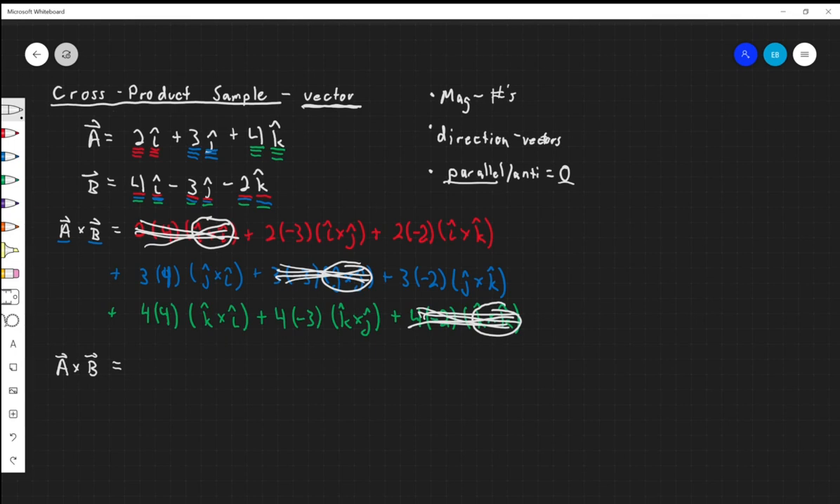Okay? So now let's multiply some of these numbers together. So we have 2 times negative 3. That's going to be negative 6, and I have an I cross J. So I'm going to write down that cross product that I still need to do. Plus 2 times negative 2, that gives me a negative 4. And we've got I hat cross K hat. Plus 3 times 4, that's going to be 12 times J hat cross I hat.